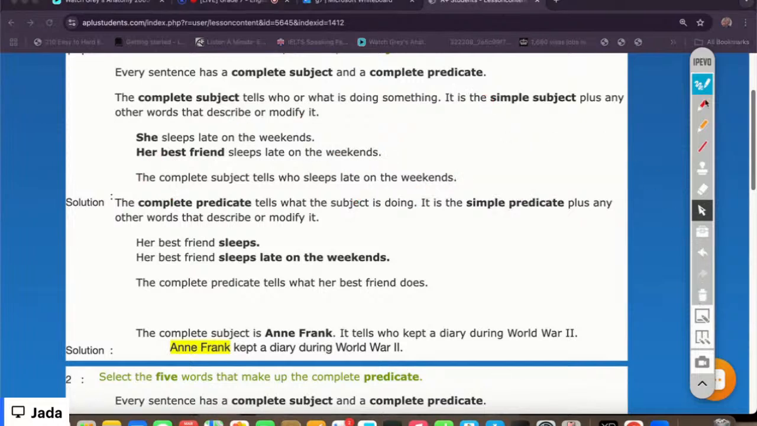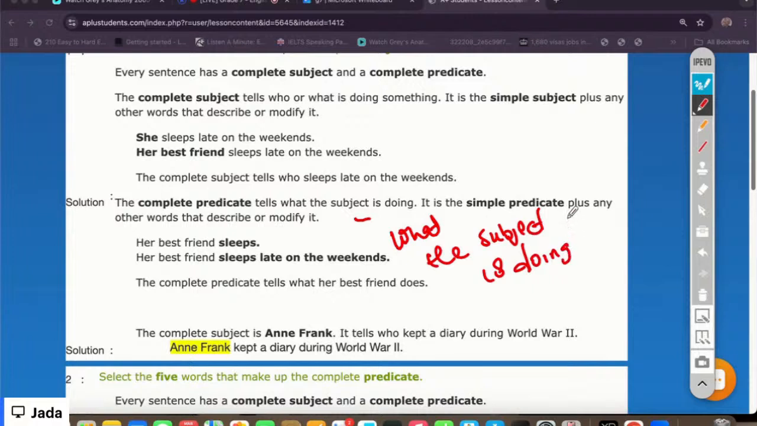All right, so we also have the complete predicates. Complete predicate tells what the subject is doing. It is the simple predicate plus any other word that describes or modifies it. Now, the complete predicate is the action going on. So that is the verb.